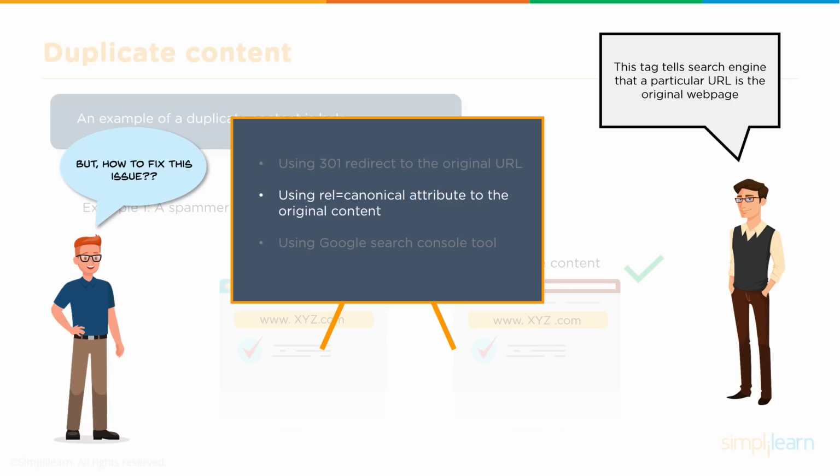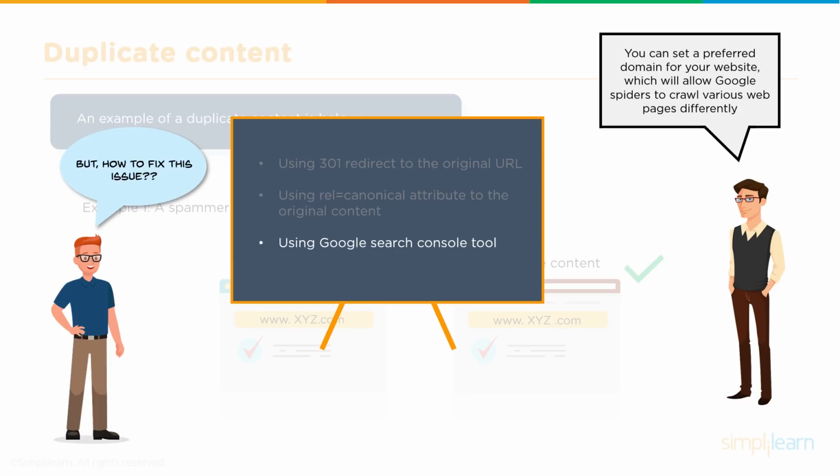301s are the easiest. Canonicals tend to be temporary because they're just at the page level. And then Search Console is a good method because it communicates with Google directly. And it allows Google to crawl various web pages differently than if you didn't tell them. Okay, so if you didn't tell them, they're just going to grab anything they can. So by communicating via the Google Search Console tool, it allows you to tell Google, this is the domain I want to focus in on.